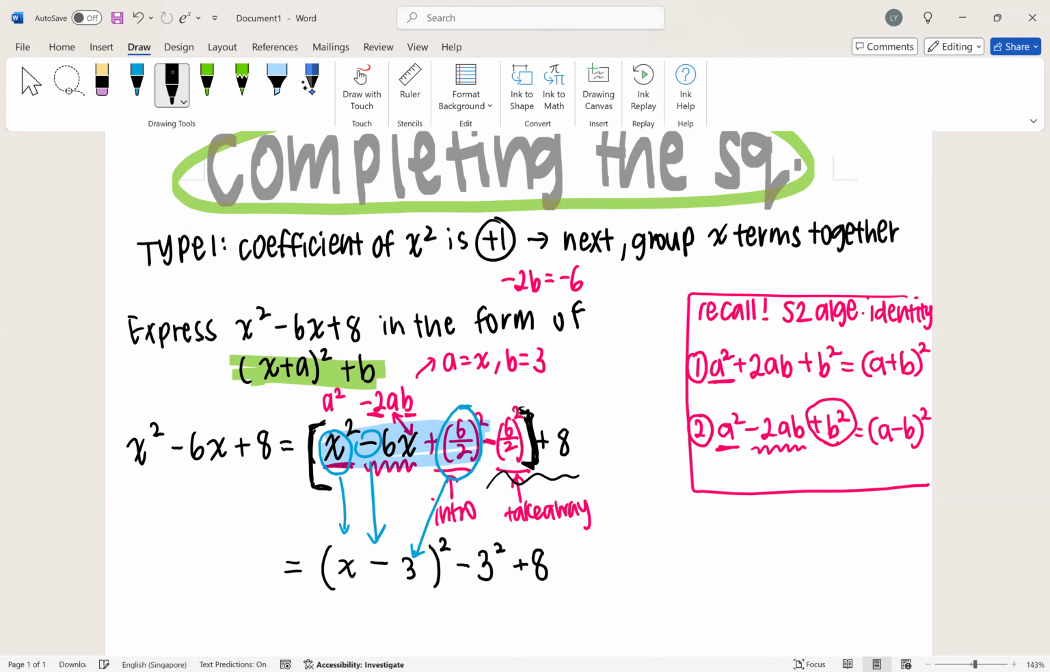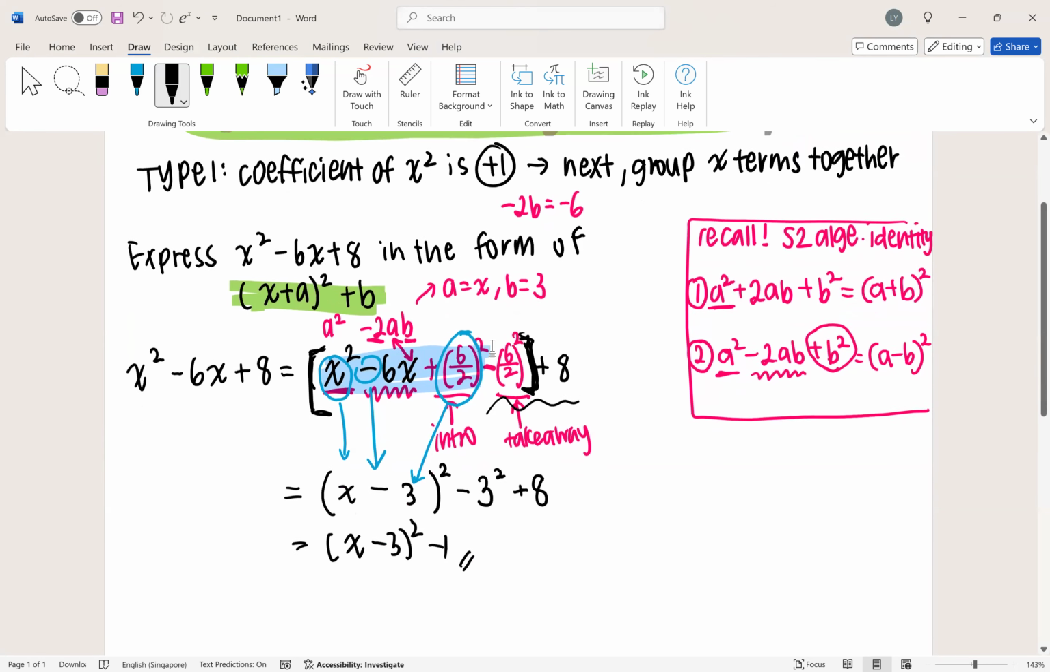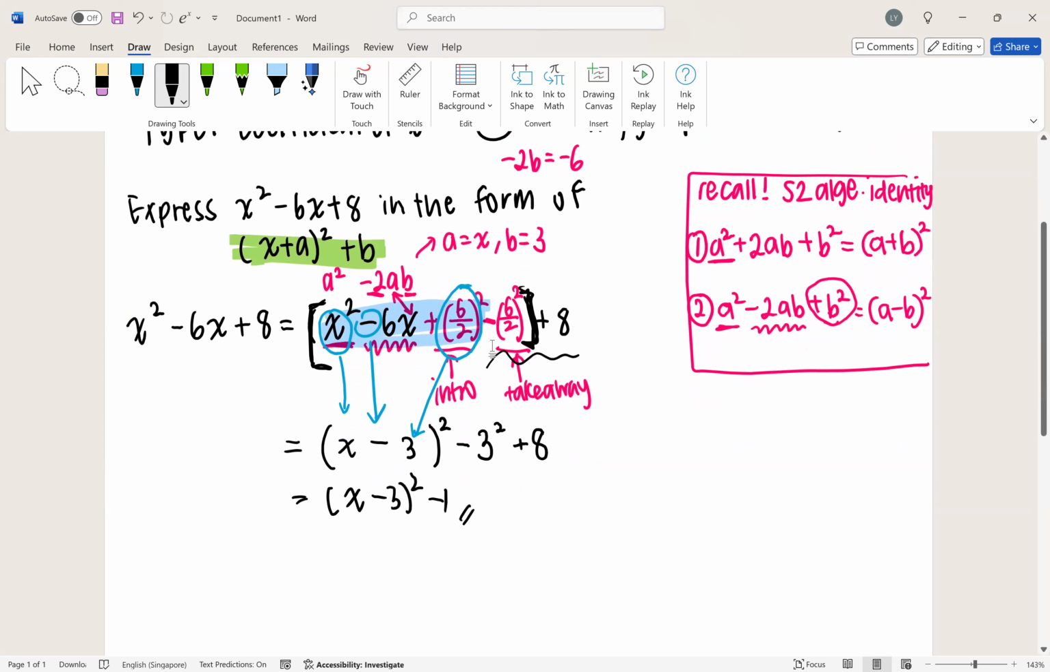So continue again. So x minus 3 squared stays as it is. What is minus 3 squared? Minus 9 plus 8 is how much? Minus 9 plus 8. Plus or minus? Minus 9 plus 8 gives you? Yes, the end, finish. Okay, so now start copying all this. Then next, we're going to solve.